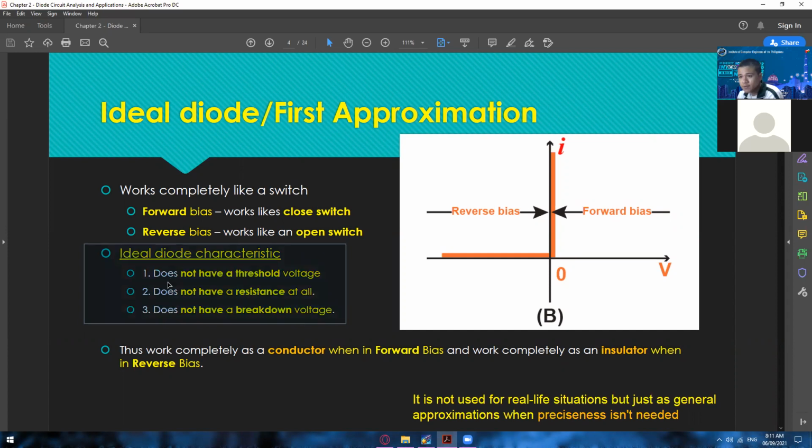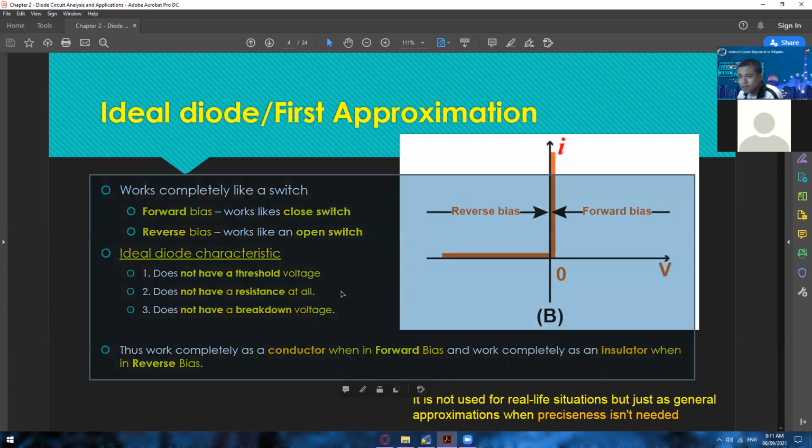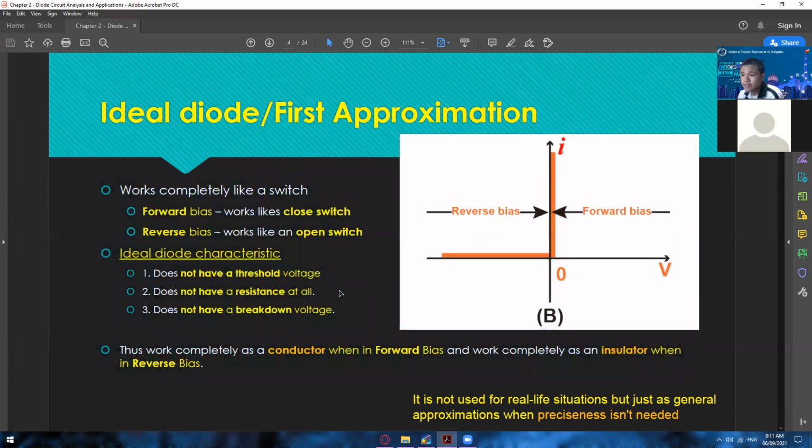In an ideal diode, it does not have a threshold voltage. Second, it doesn't have a resistance at all. Third, it does not have a breakdown voltage. So what is this threshold voltage? Remember what I mentioned last meeting, that a diode always consumes a certain amount of voltage. For silicon, it consumes 0.7, and for germanium, it consumes 0.3. I can't remember if I said 0.4 last meeting, but if that's the one I said, I'm retracting it. It's not actually 0.4, it's 0.3 volts.